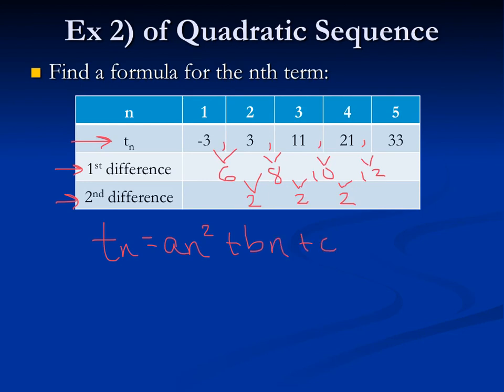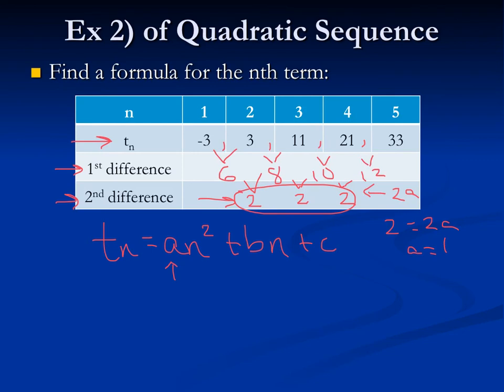And again, this second difference is always equal to 2a. That might have been a little confusing on the previous slide, but all you need to remember is that the second difference, no matter what this constant is, if this was 4, 4, 4, then my a value would be 2, because these values are always equal to 2a. So 2 equals 2a, which means a is 1. But if this were a 4, then a would be 2, and so on and so forth. So I can automatically fill in my a value is 1 in my formula.